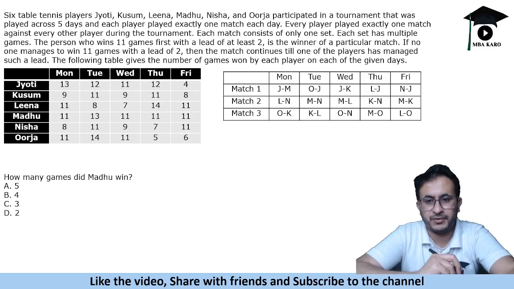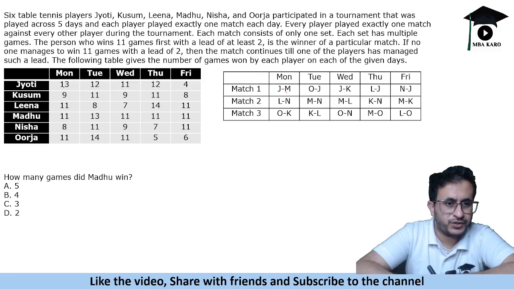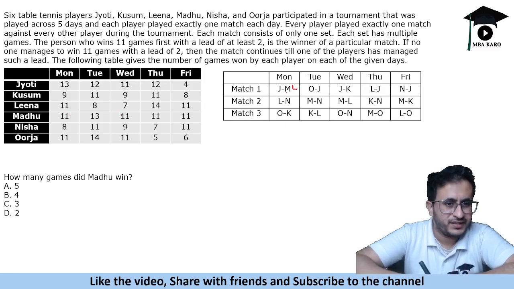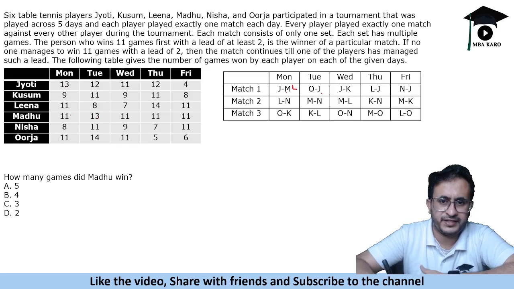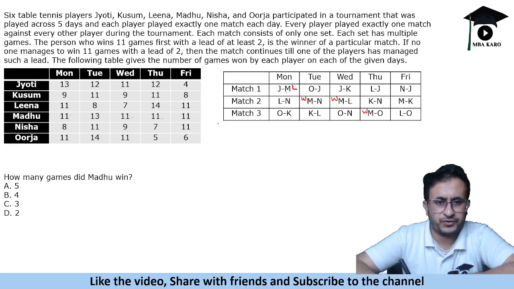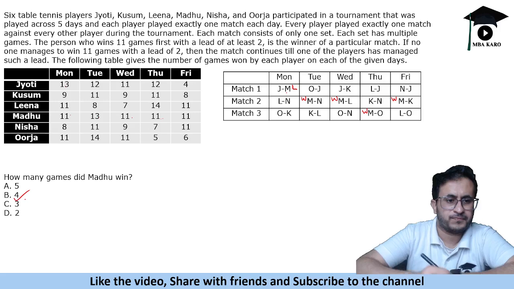How many games did Madhu win? So you will have to check Madhu versus Jyoti. Okay, so Madhu versus Jyoti. Jyoti is 13, Madhu is 11. So this is lost. Okay, second day it is Madhu versus Nisha. So Madhu is 13. So definitely that's a win. Okay, and Wednesday it is Madhu is 11, and so obviously that's a win. And on Thursday we have Madhu versus Urja. That is again a win. And on Friday it is 11 versus less only, so that is a win. Okay, so Madhu wins 4 matches out of 5.